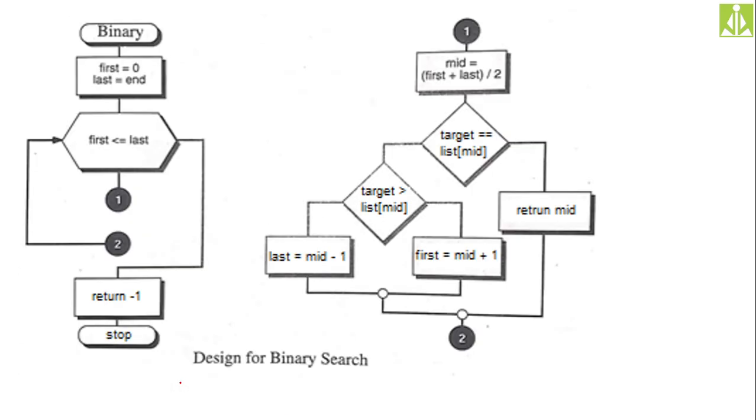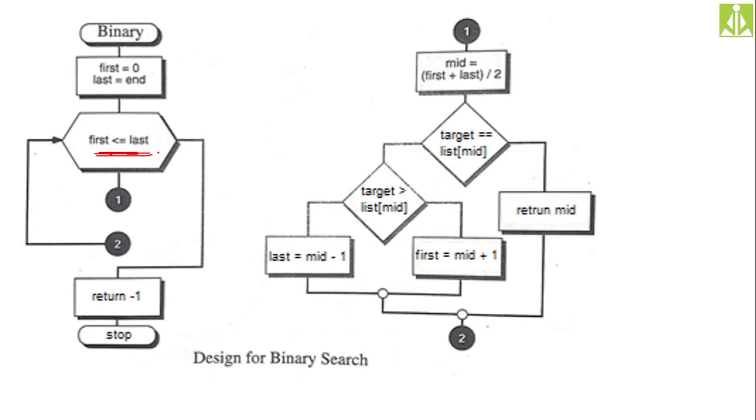Okay, so this is the algorithm, this is the flow chart for binary search. So initially we need to take first as 0, last as end, and always we need to check that first must be lesser than or equal to last. This condition we need to check in each iteration. Before continuing with the next step, we have to confirm this condition. Once this condition is true, you can proceed to the next step.